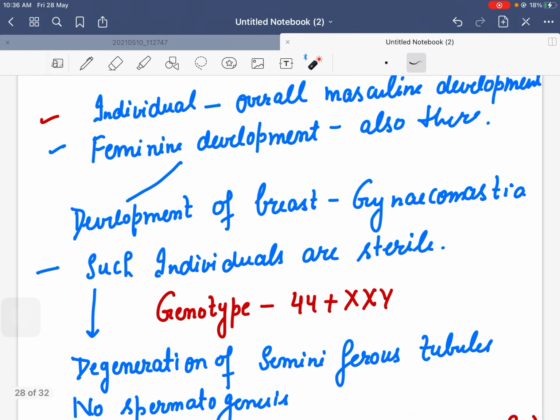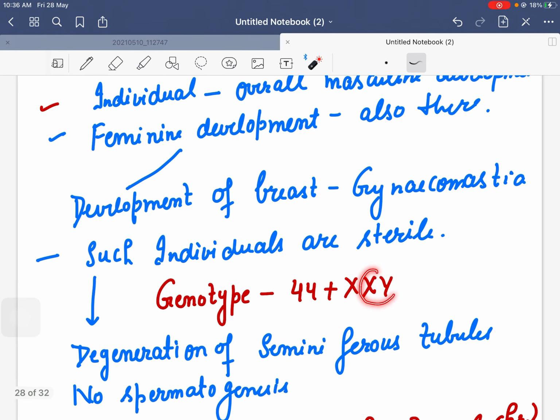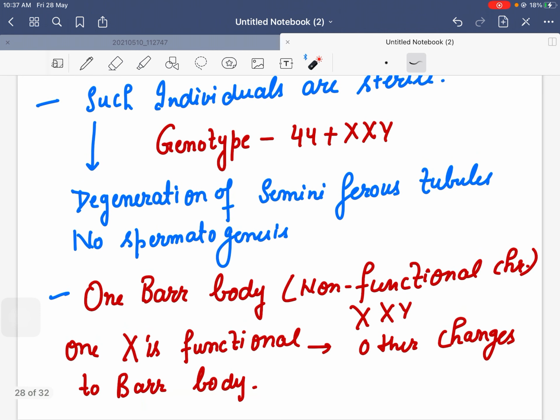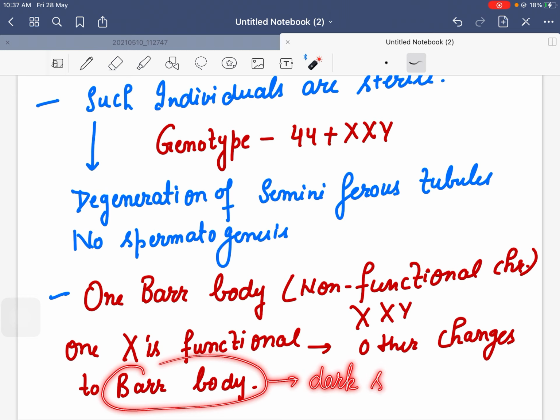And as you know, normal males have XY, but now there is one more X, so usually only one X is functional. The other changes into a non-functional chromosome, which is seen as a dark stained body in the nucleus, and this is given the name Barr body. This is the chromosome which is basically non-functional.